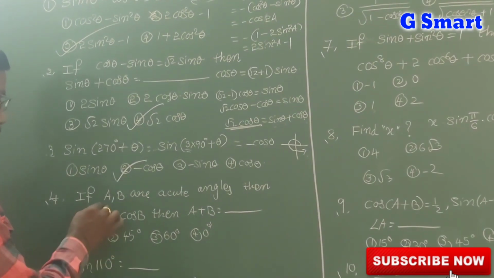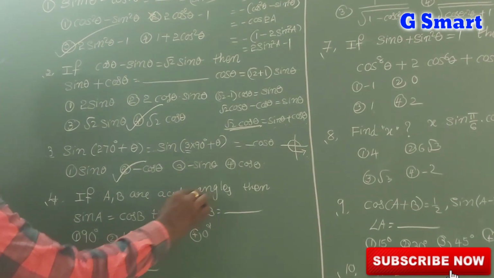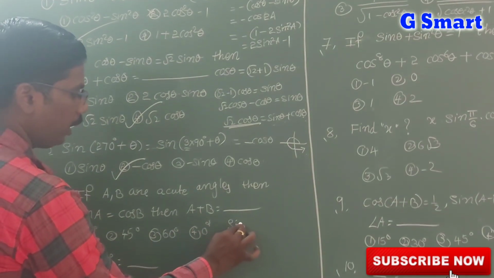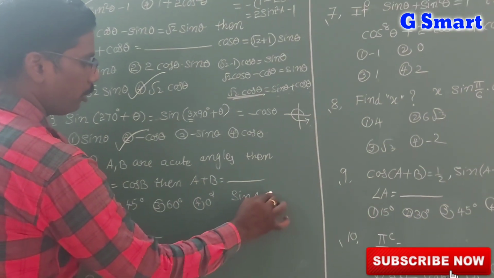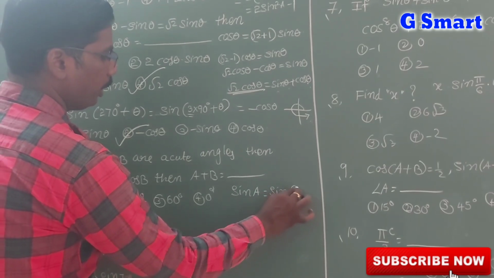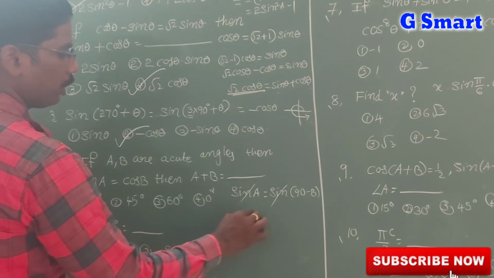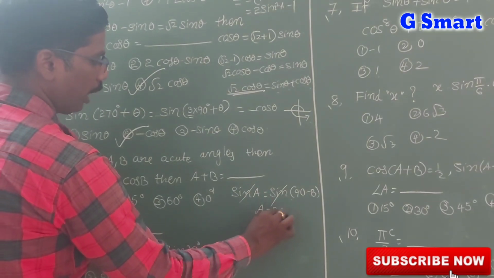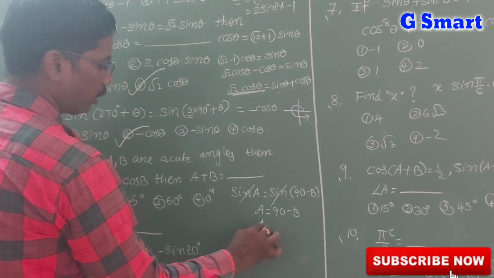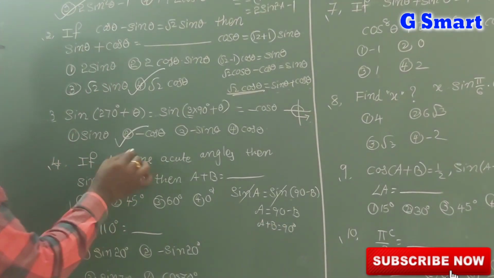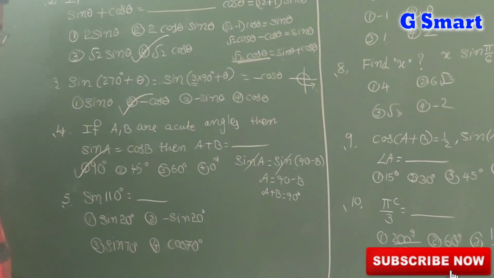Next, A, B are acute angles, and sin A is equal to cos B, then what is A plus B? See here, sin A is equal to cos B can be written as sin of 90 minus B, because sin of 90 minus theta is cos theta. So sin and sin will get cancelled. A is equal to 90 minus B, and A plus B is equal to 90. So 90 degrees is the answer. That is the first option.